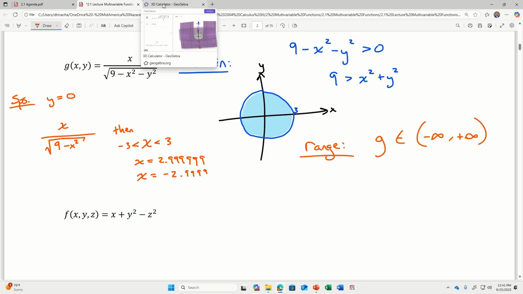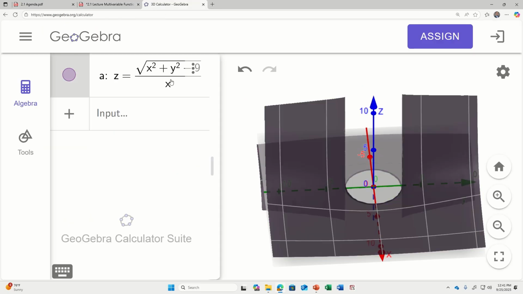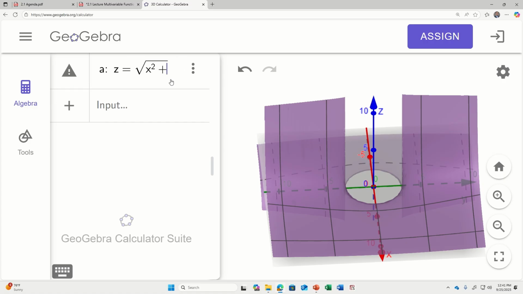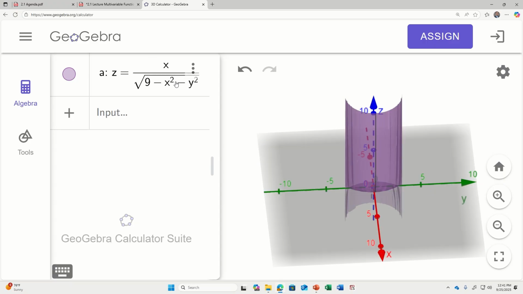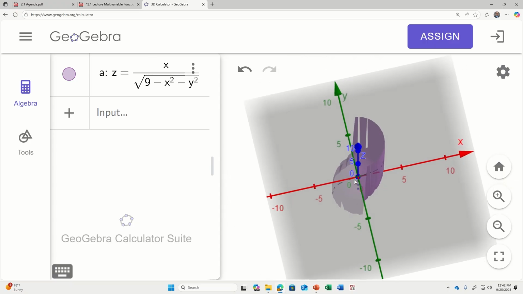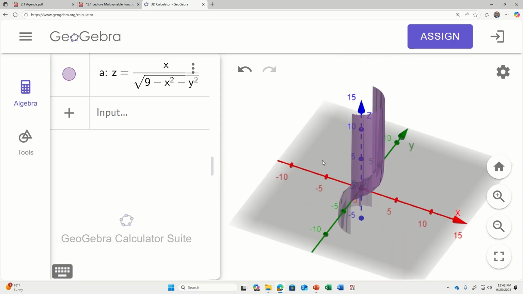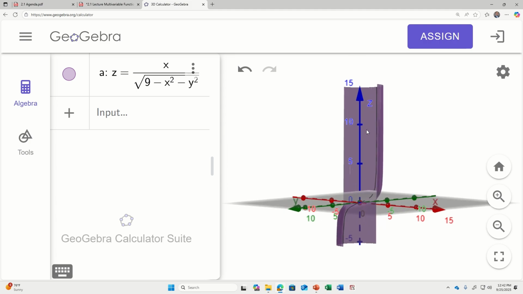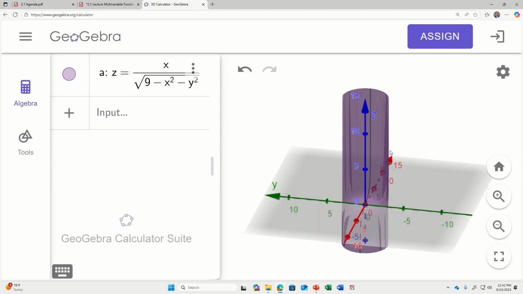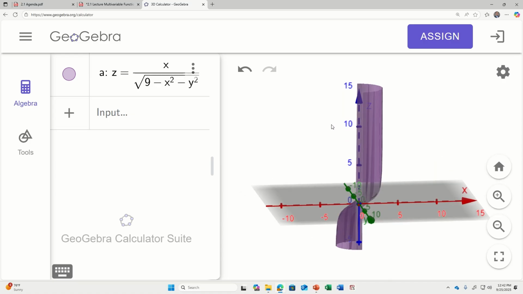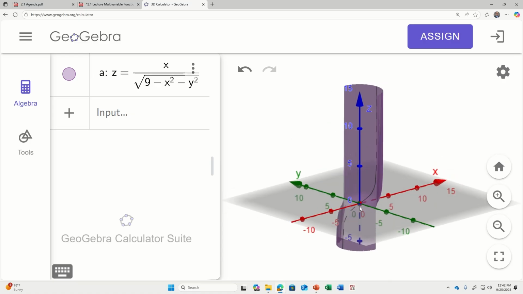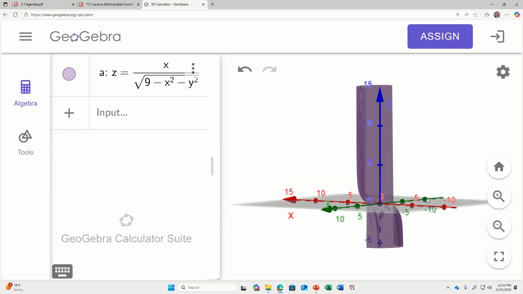We're doing x divided by the square root of 9 minus x squared minus y squared. Okay, so sure enough, the domain is just inside that little circle with radius 3. The function doesn't exist outside of that. And it does seem like I can get to all of the real numbers, because it shoots up to positive infinity on one side and down to negative infinity on the other side. And it passes through 0 at the y-axis, so perfect.